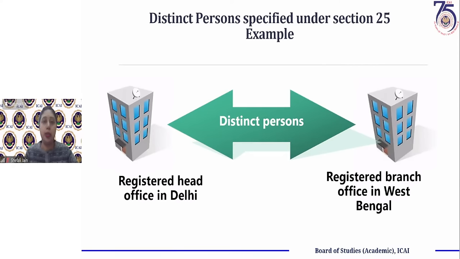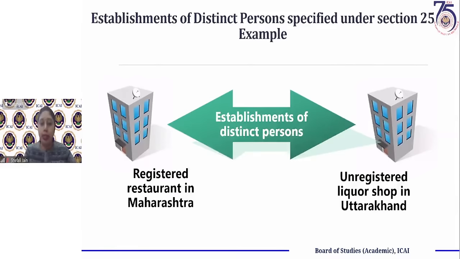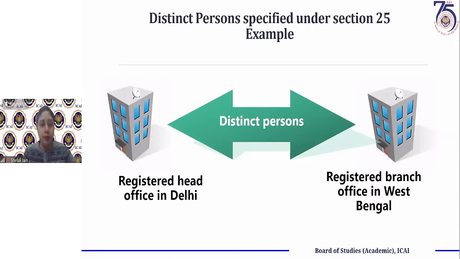A distinct person is where a business has registration in two different states or two different union territories, and these two registrations become distinct persons for each other. Suppose Mr. A has a registered head office in Delhi and a registered branch office in West Delhi. These two entities become distinct persons. We'll only discuss distinct persons today, and para 2 we'll discuss afterwards. I request all of you to please go through this para 2 and come prepared for the next class so that we can understand this clause more easily.